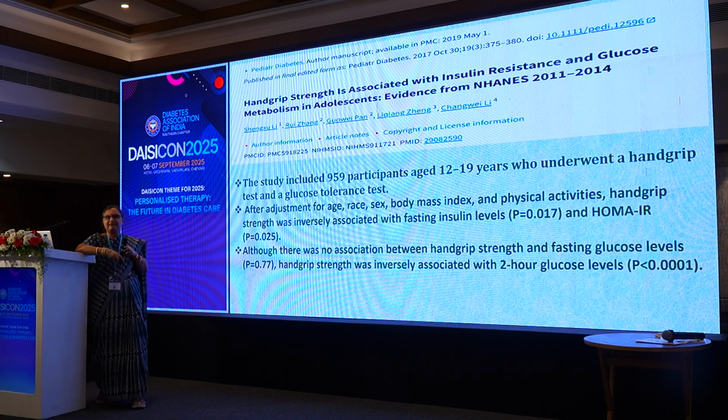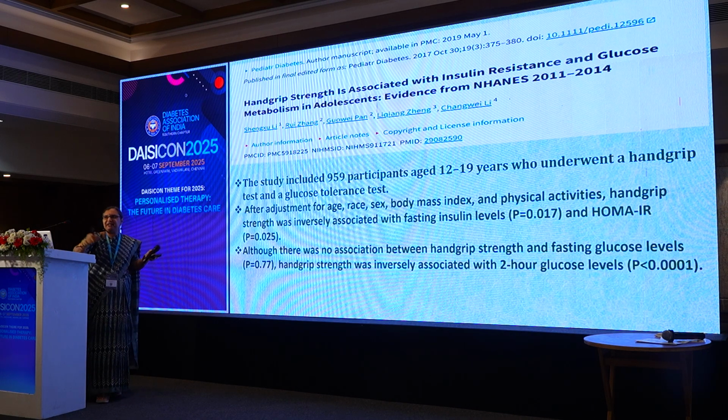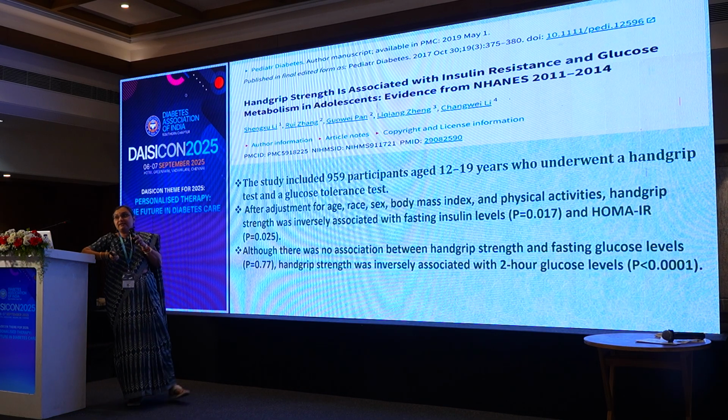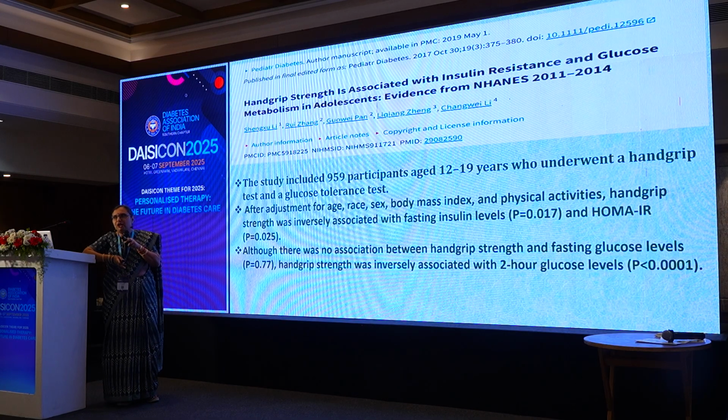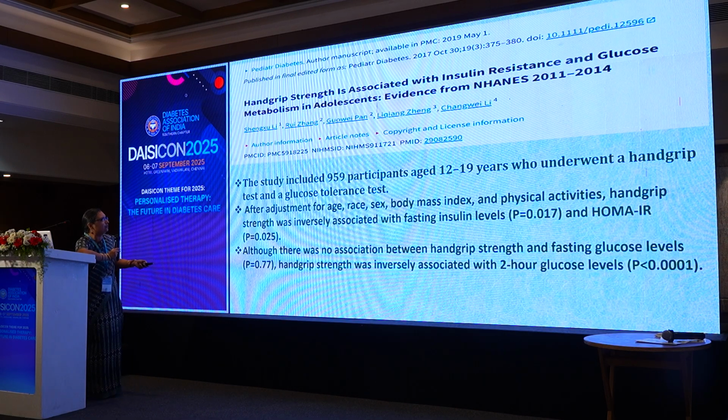What about the youngsters? Does it mean anything for them? Yes, it does. This is adolescence, age 12 to 19 years, very important. After adjustment for age, physical hand grip strength was inversely associated with fasting insulin levels, and HOMA-IR showed insulin resistance in skeletal muscles. And 2-hour post-glucose was also inversely related. Very logical, because if there is no muscle, then the postprandial blood glucose will not come under control.